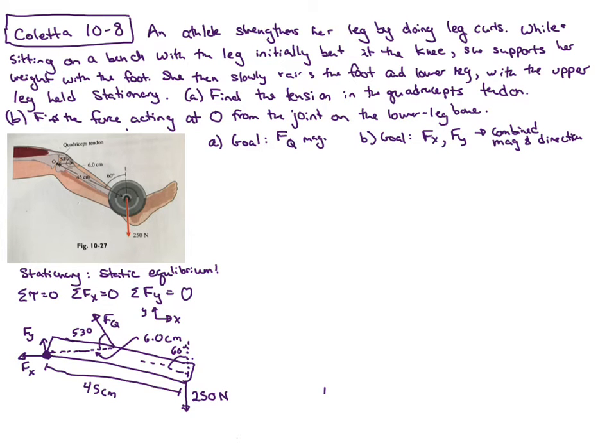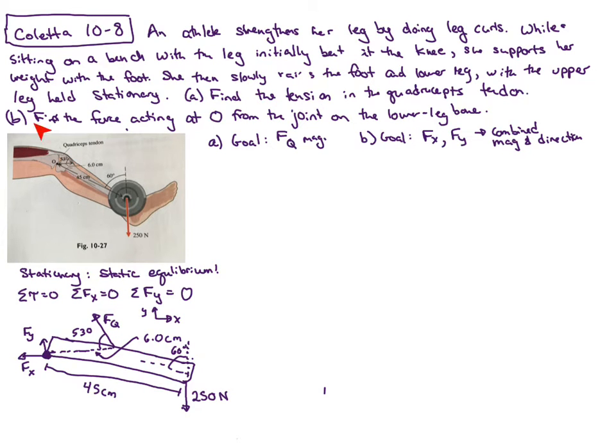This is looking like a pretty complicated problem with a lot of different things. Well, the first thing would be to figure out our goals. Our first goal is we'd like to figure out the magnitude of this force Q, right? We already know its direction, we'd like to figure out its magnitude. And that's find the tension in the quadricep tendon. So that's what this force is representing, the tension in the quadricep tendon.